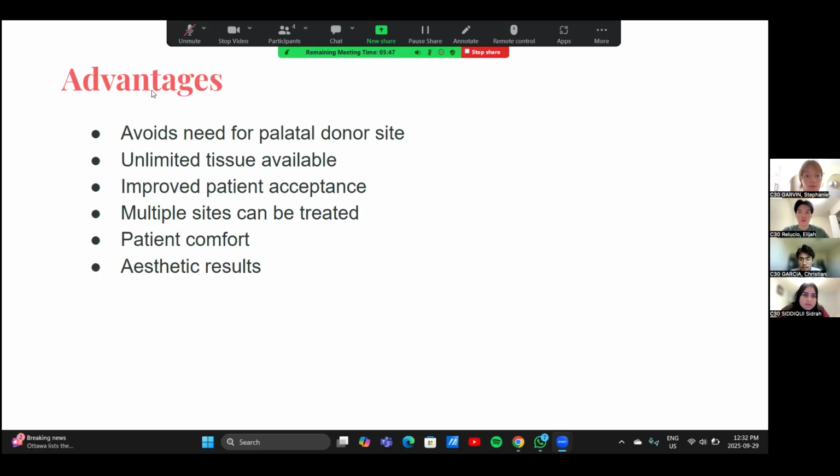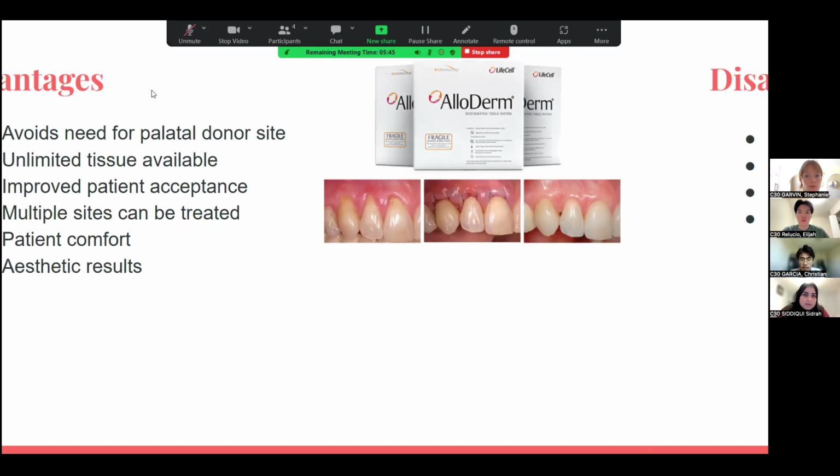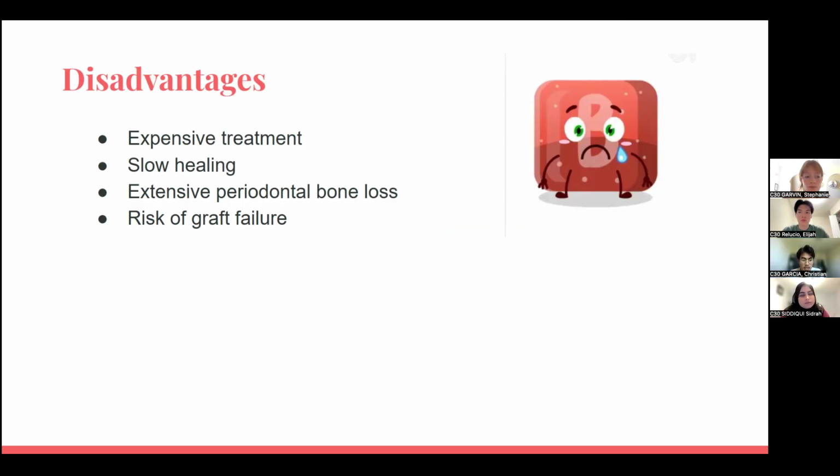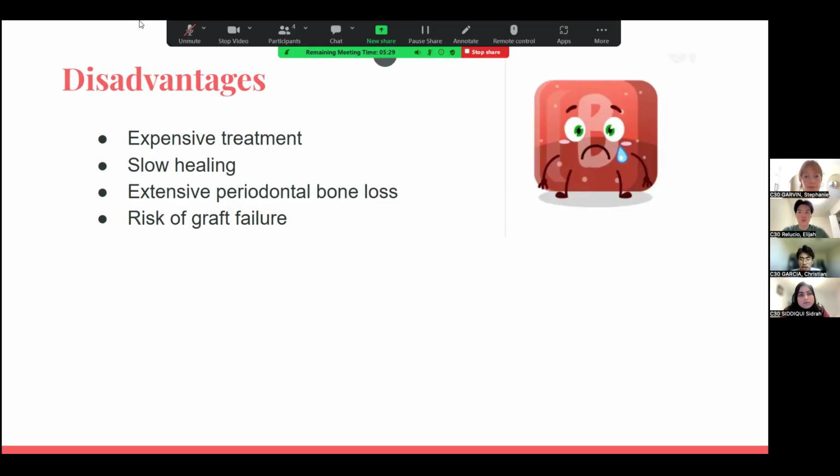Disadvantages. AlloDerm is an expensive treatment, and it is more expensive than a traditional gum graft, as that is harvested from a patient's own palate, and fewer people are able to get it due to the expensive treatment.